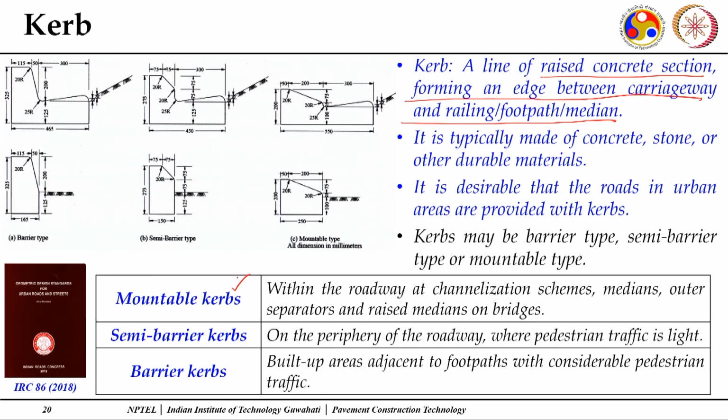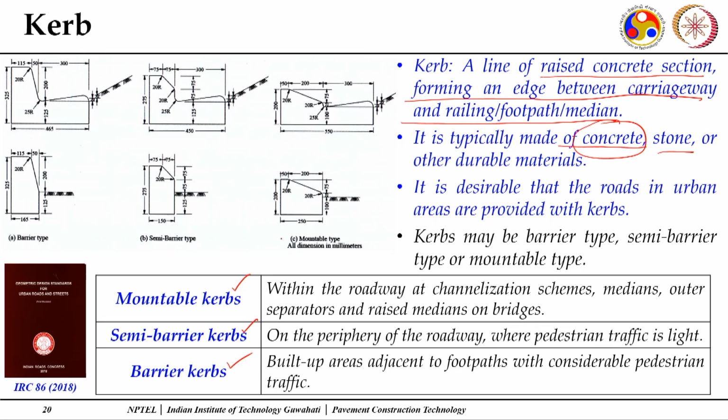Now curbs at different locations may serve different purposes. I'll mention only three different types of curbs here. One is a mountable curb, the second is a semi-barrier curb, and the third is a barrier curb. The most common are concrete curbs, made of concrete. They can be made of stone or any desirable material, but the most common is concrete mixes.